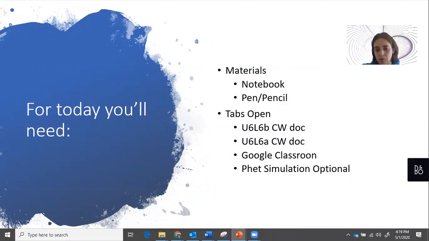You also should have your Google Classroom open, and then in your classwork document, there's a link to a PhET simulation. You can open that as well if you'd like, so you can play around with the PhET simulation as well. I am going to be doing some modeling with it later.